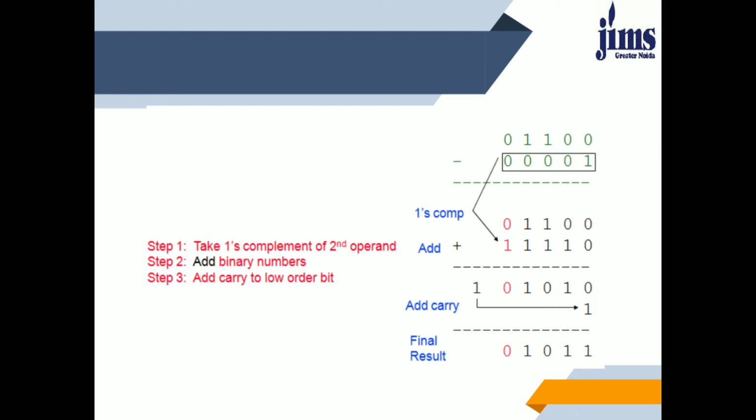Now, after adding it, what is the answer? 1011, which is actually equivalent of 11. And 12 minus 1 is equal to 11 itself. So, this is the way we can subtract using ones complement easily. Without changing the hardware, we just need to add a complement box before the adder only. So, this is the reason why we prefer taking the complement of the number.